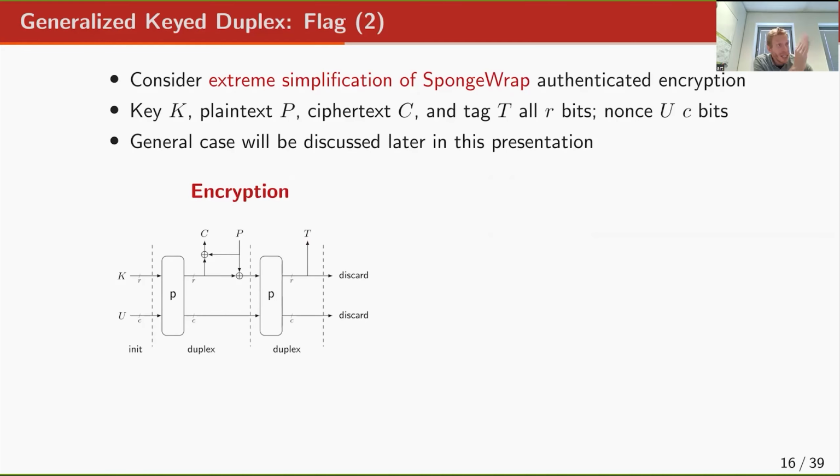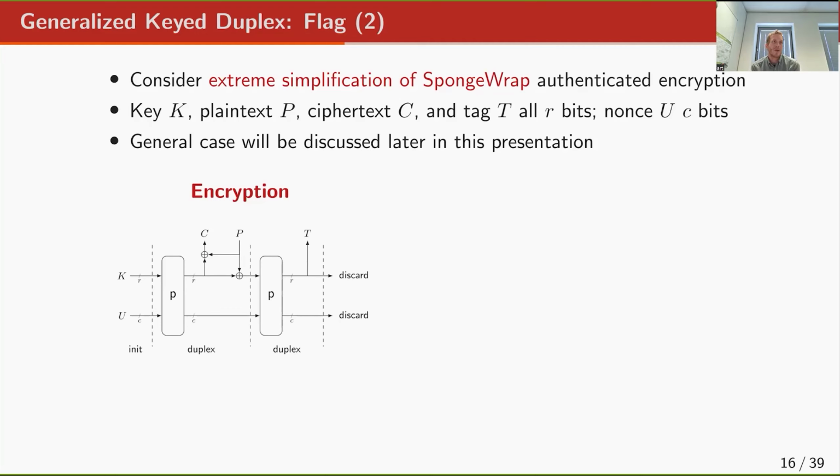So we have an initialization of the state with the key and the nonce U. You just glue them together, you get a B-bit state. You permute, this is my duplexing call, where you squeeze R bits. This gives you a key stream, which is added to the plain text to get the ciphertext. The plain text is also added into the outer part. And then you do another duplexing call. And in this duplexing call, you don't absorb anything, you just squeeze R bits, and that's the tag. And this is the simplest way of doing authenticated encryption with permutation.